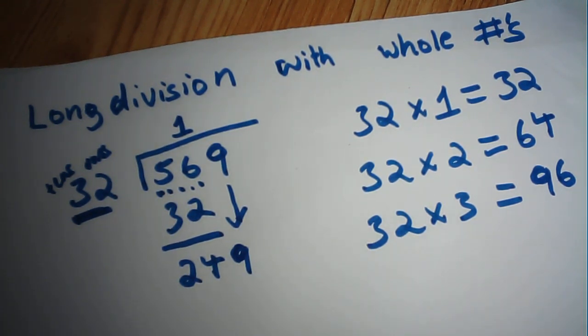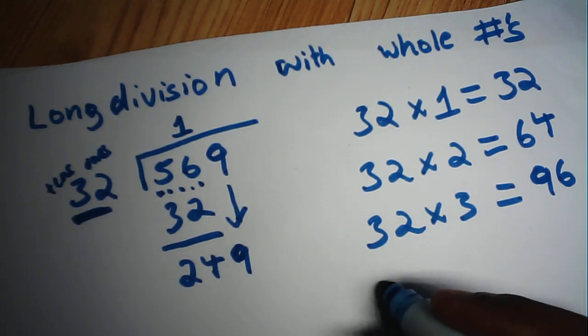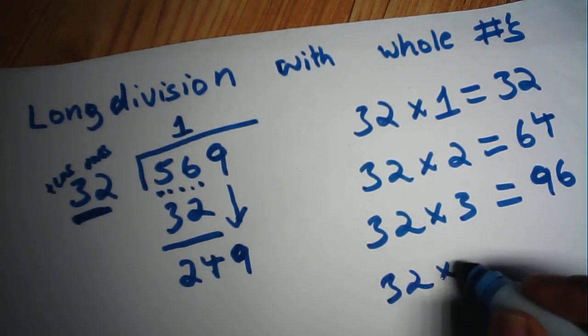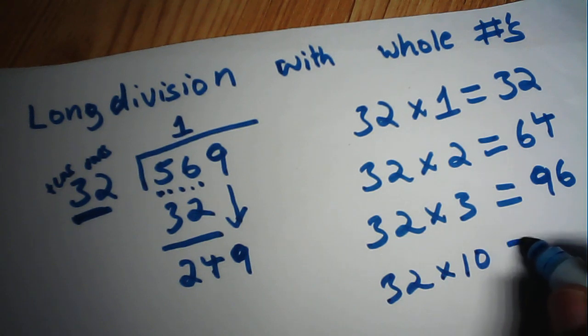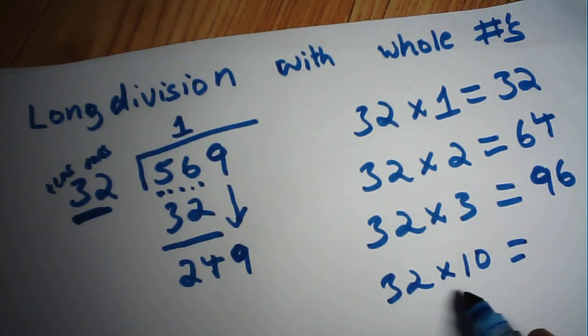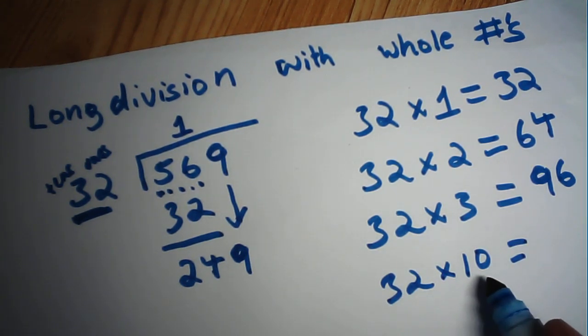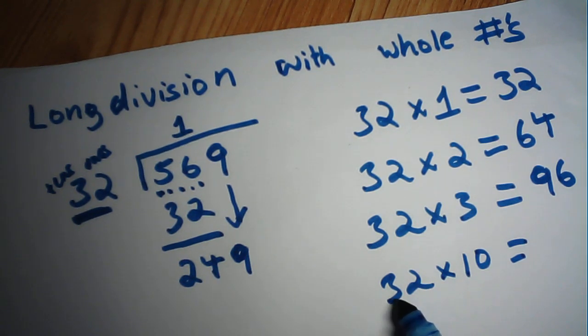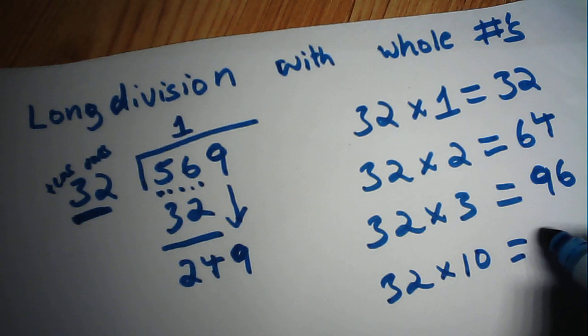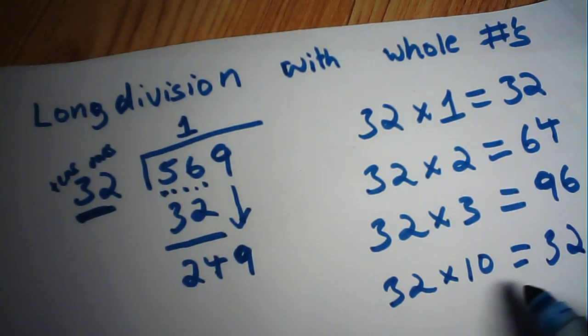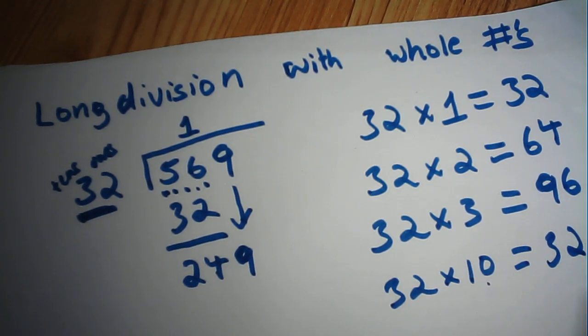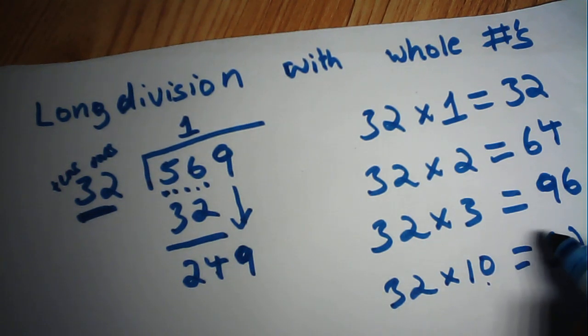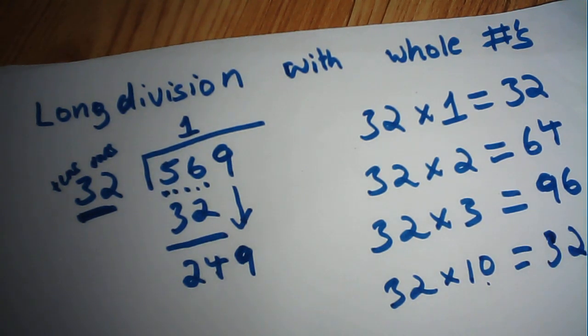So 32 times 10 is equal to what? Anytime I'm multiplying something by 10, or something with a 0 in it, just multiply it times that number, so 32 times 1, and then just put that 0 at the back of it. So this is 320. Now I'm looking a little closer to 249.